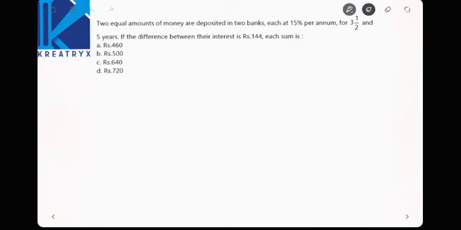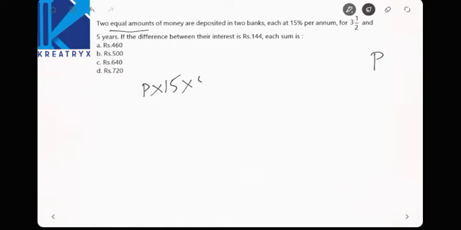Two equal amounts of money are deposited in two banks, each at 15% per annum for 3.5 and 5 years. If the difference between their interest is 144, each sum is, right. Let us consider the amounts will be equal, right? Equal amounts. So P, principal amount is same, but you got different interest.